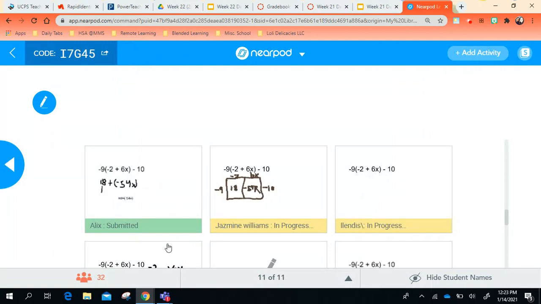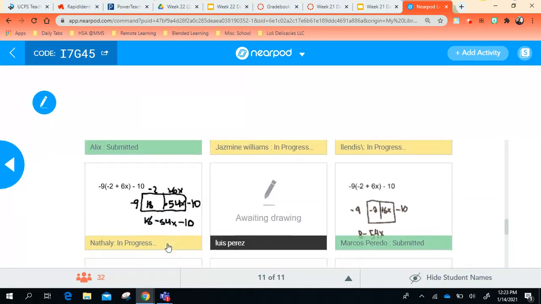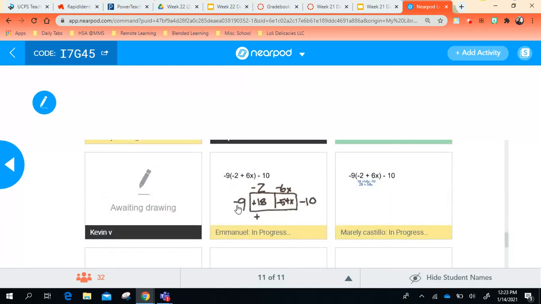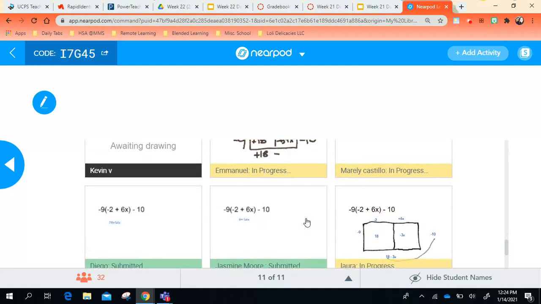Oh, I see. I thought you were going to rewrite. Natalie, it looks good so far. Keep going. Marcos, yours looks perfect. You can go ahead and start your classwork. Morelli, you need to check what you did. So 18 minus 10 would not give you that. The same thing with your sign in front of that 54, -9 times 6 would not give you a positive answer.